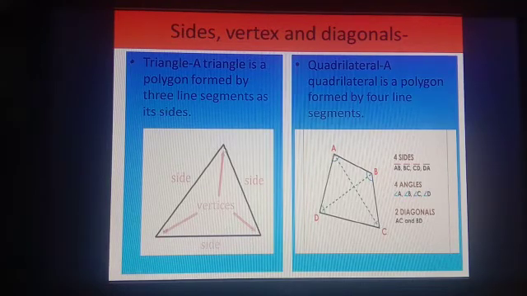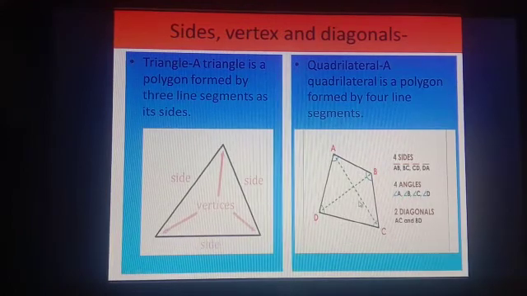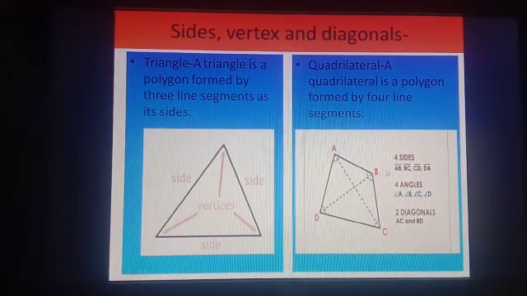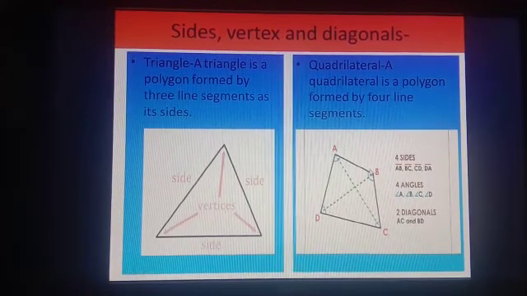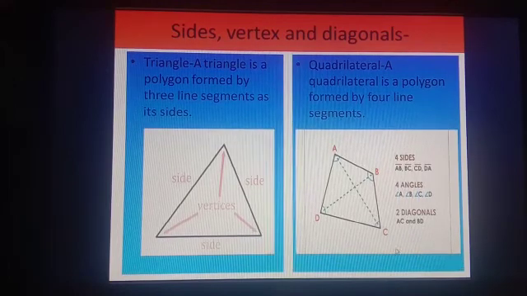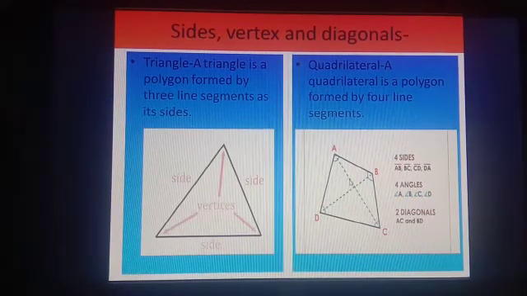So there are three corners, three vertices of the triangle and three sides of the triangle. Now let's come to the quadrilateral. A quadrilateral is a polygon formed by 4 line segments. These 4 line segments are called the sides of the quadrilateral. AB is the first side, and BC, CD and DA are the other sides of the quadrilateral.